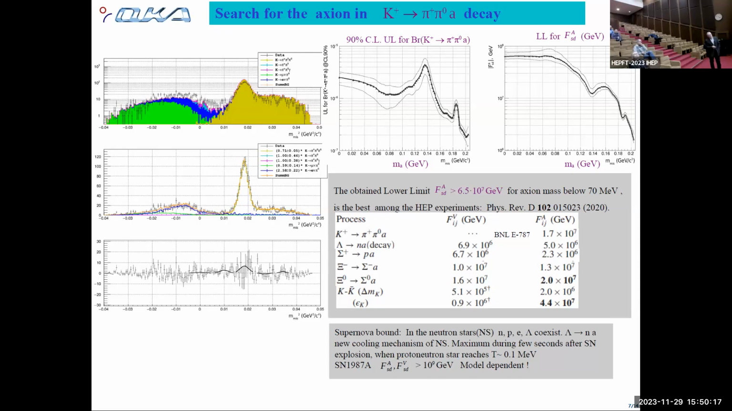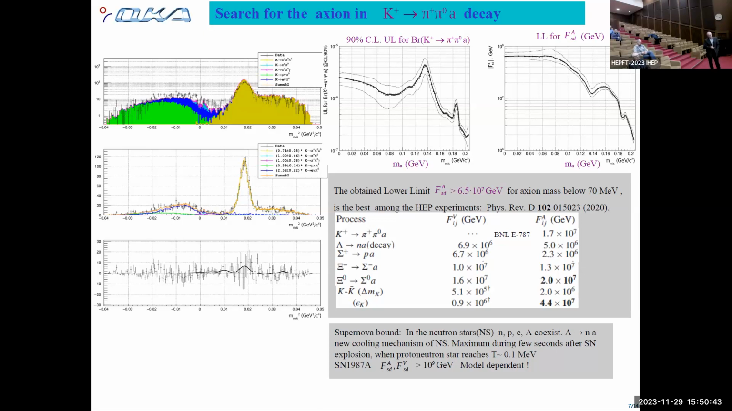Other limits are from hyperon decays. You see them here. And the best one actually is from neutral kaon oscillation, from epsilon K. So it's 4.4 times 10 to the 7. So you see our limit is the best among these high energy physics experiments.